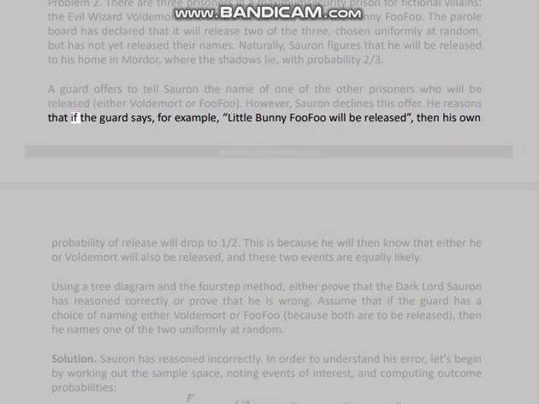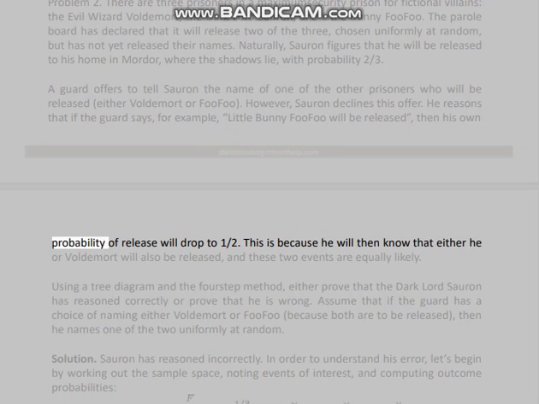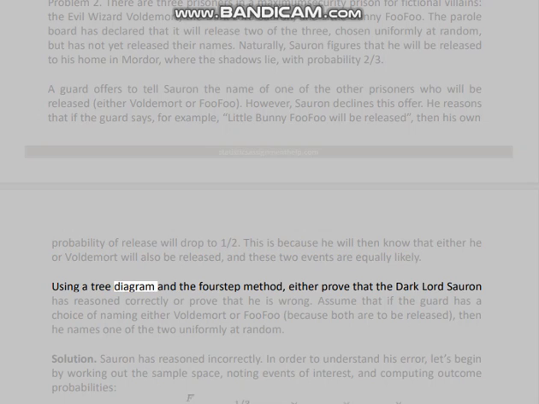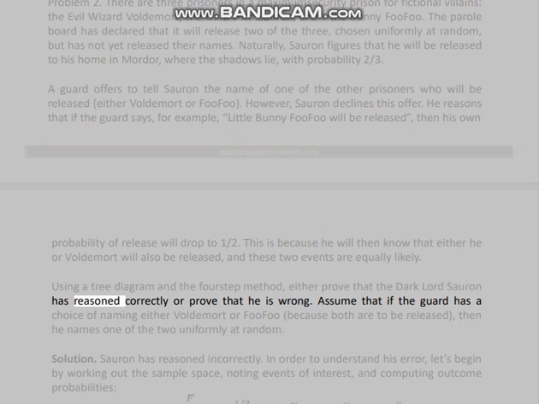He reasons that if the guard says, for example, little bunny Fufu will be released, then his own probability of release will drop to 1/2. This is because he will then know that either he or Voldemort will also be released, and these two events are equally likely. Using a tree diagram and the four-step method, either prove that the Dark Lord Sauron has reasoned correctly or prove that he is wrong.